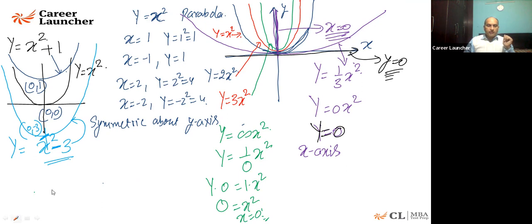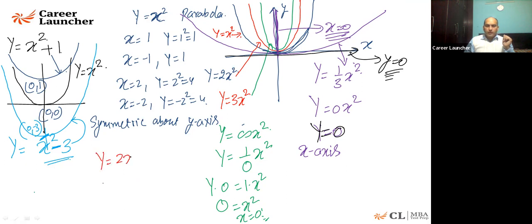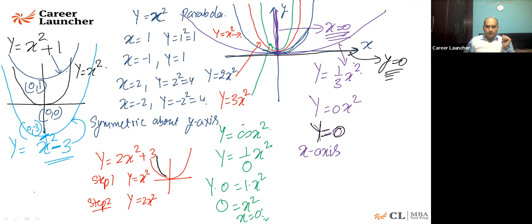Let me change it with a red color. What about y is equal to 2x square plus 3? Step 1, draw y is equal to x square. Everyone knows, this is y is equal to x square. Step 2, draw y is equal to twice of x square. This is y is equal to 2x square.